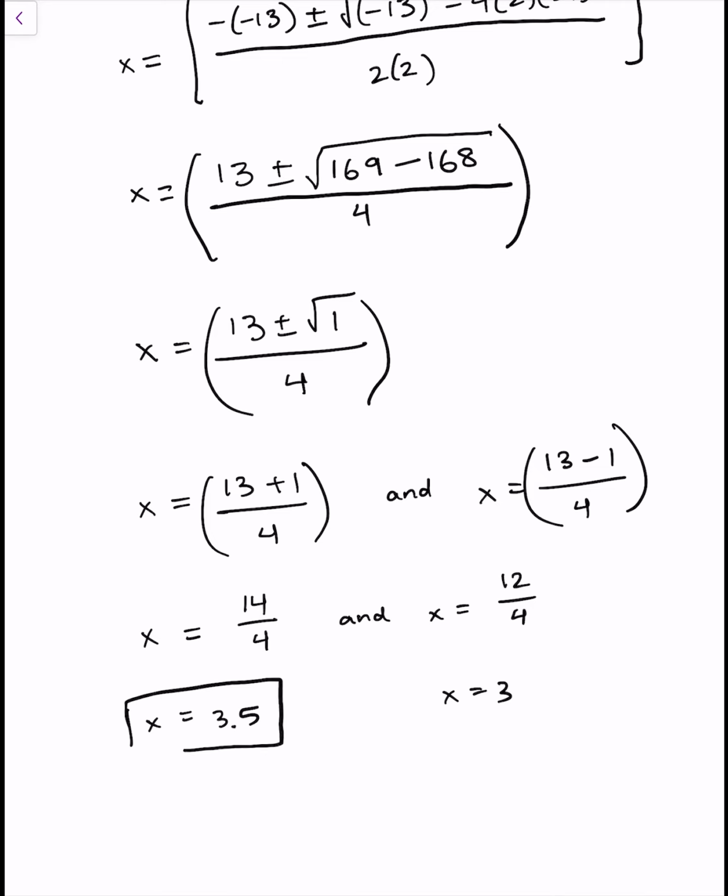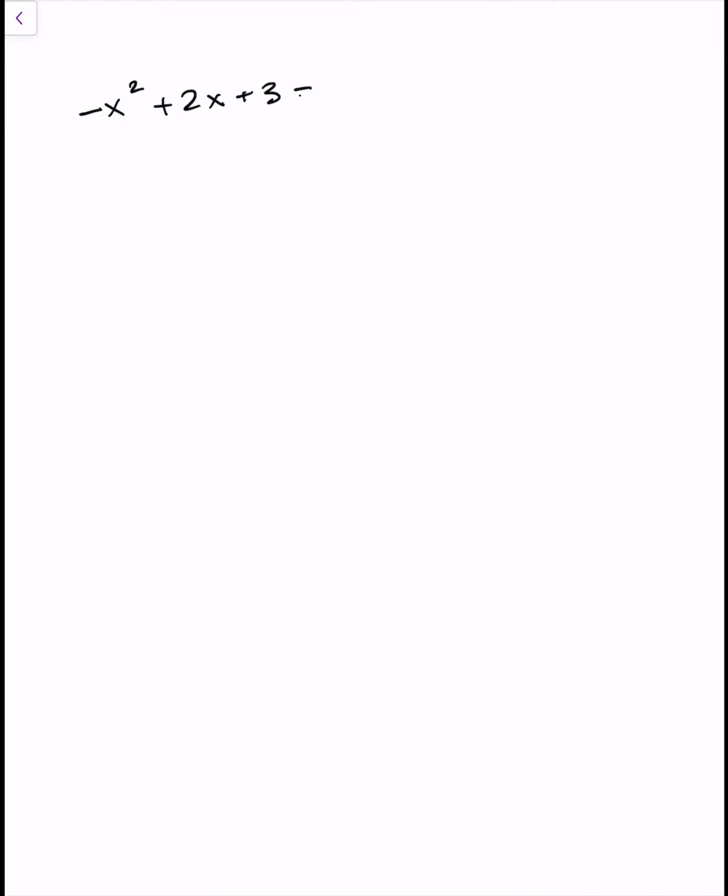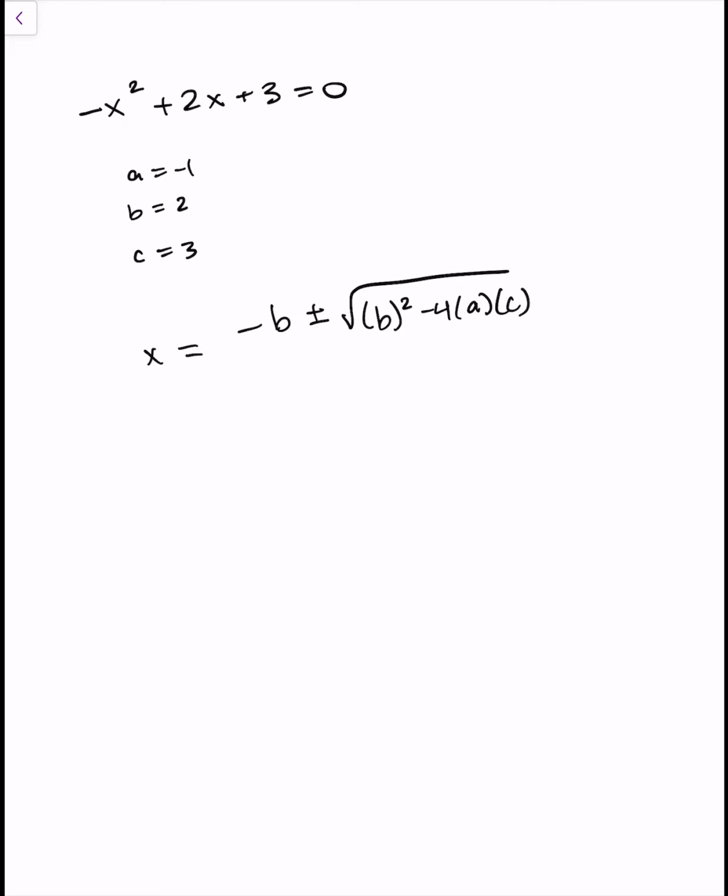So those are the same answers that we got before. It's just a different way to solve. And then the second example from before that I'm going to use is negative x squared plus 2x plus 3 equals 0. So again, a equals negative 1, b equals 2, c equals 3, and then we're going to plug it into the quadratic formula, which is x equals negative b plus or minus the square root of b squared minus 4 times a times c, and divide that by 2 times a.